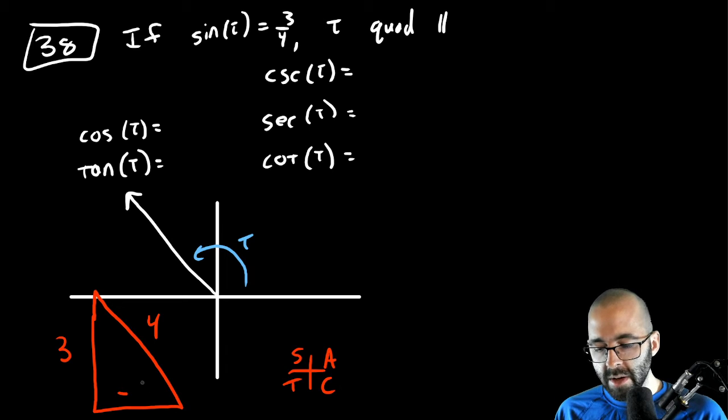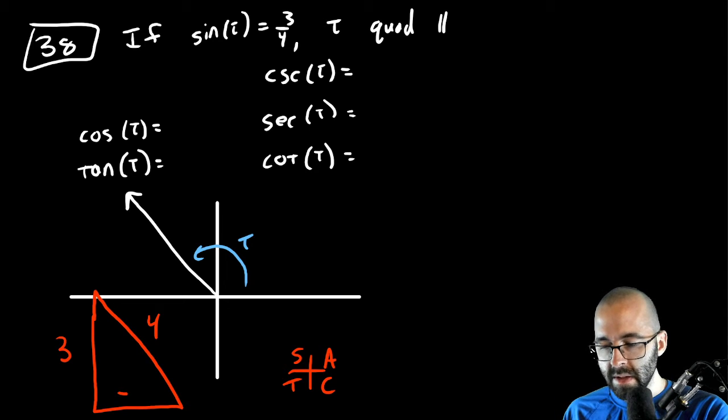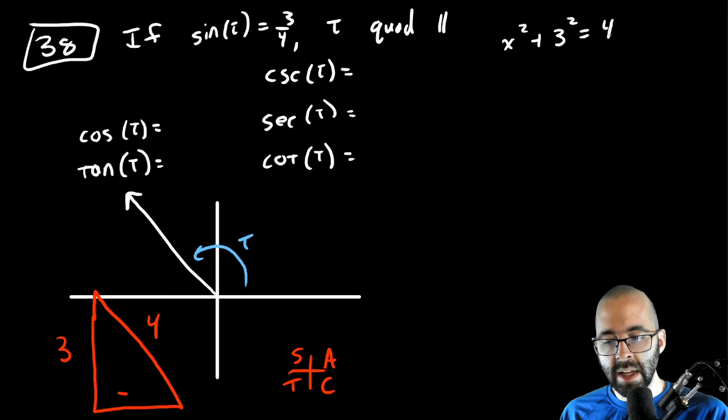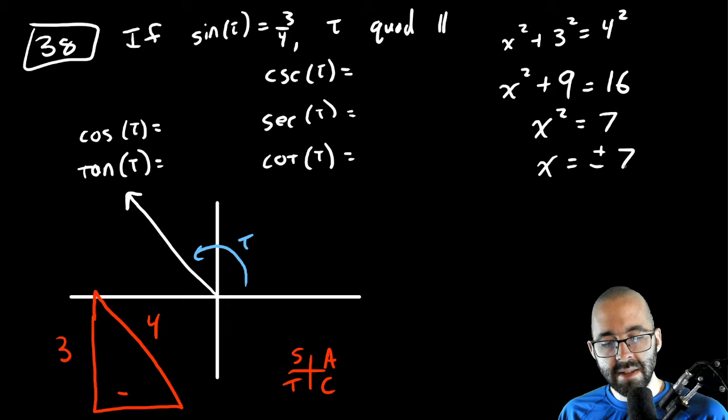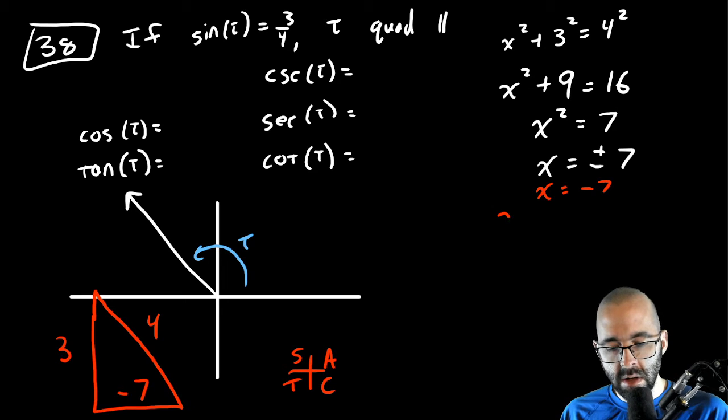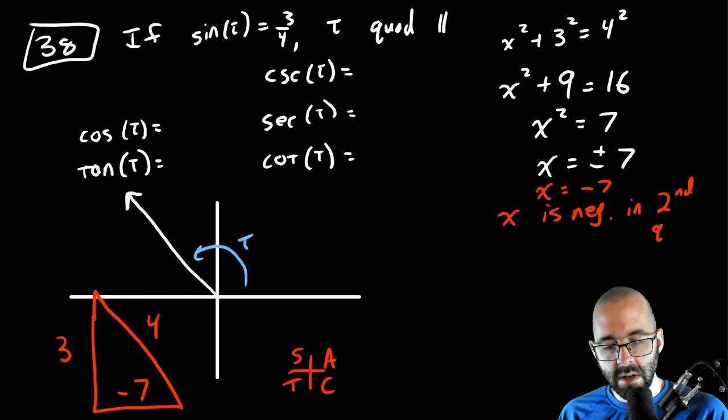We can use the Pythagorean theorem to find out what this number needs to be. So we're going to say that something squared, you can call that x squared, plus 3 squared equals the hypotenuse squared. And just solve this. X squared plus 9 is 16. X squared is equal to 7. X is plus or minus 7. And again, we're using negative 7 because we're in the second quadrant. We're going to the left. The x value is negative in the second quadrant.